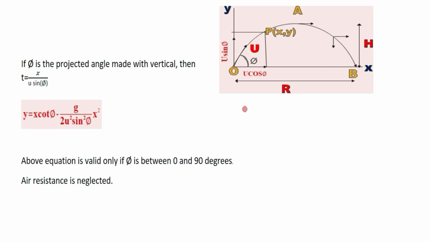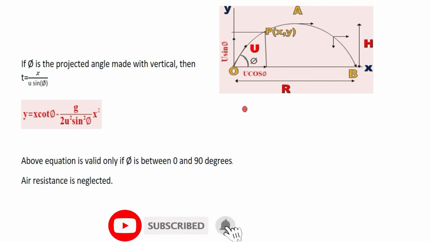In our derivation, we assume that phi is the angle made by the velocity vector with the horizontal. If we take phi as the angle made by the velocity vector with the vertical, then the time taken by the projectile to reach the point P will be t is equal to x by u sin phi, and the general equation of the parabola will be y is equal to x cot phi minus g by 2u square sin square phi into x square. That is one point. The next point is, this entire derivation will be valid when the value of phi is between 0 to 90 degrees, excluding 90 degrees.